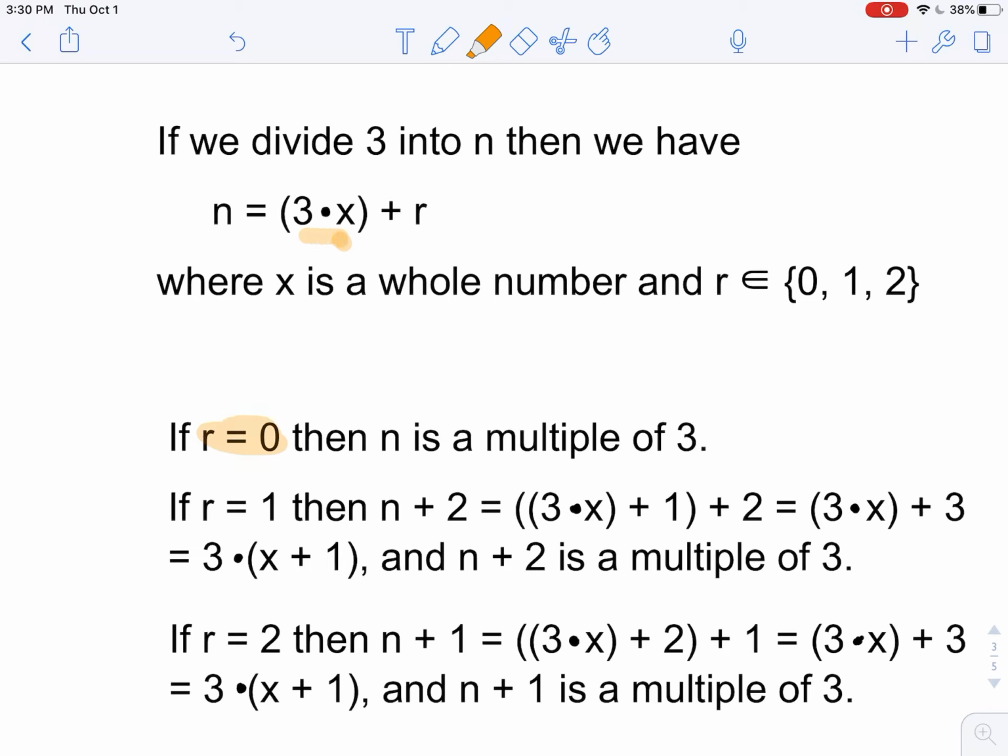Okay, fine. If r is equal to 0, well, that was easy. Then 3 times x had to be some multiple of 3. That's easy. But what if r is 1? Well, now in this case, I could add 2 on both sides of this here, like so. So I have n plus 2 equals 3 times x plus 1 plus 2, because I'd have n equals 3x plus 1, because we're adding that remainder on, right?